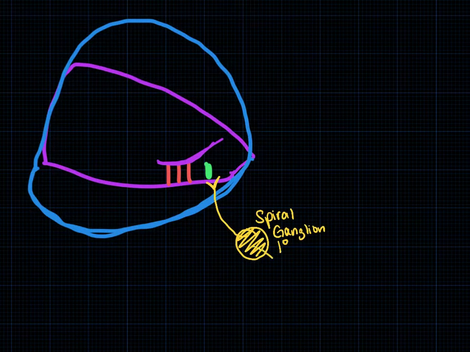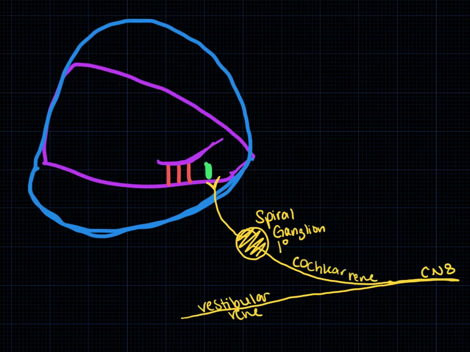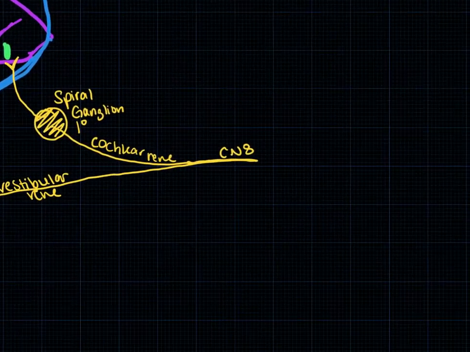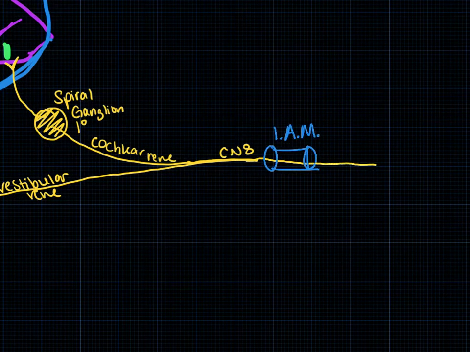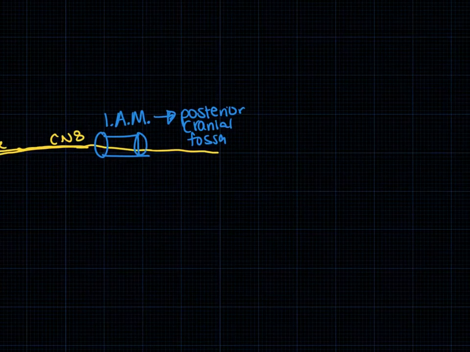So the axons of the spiral ganglion are going to form the cochlear nerve, which is going to meet up with the vestibular nerve to form the vestibulocochlear nerve, or cranial nerve 8. So the vestibulocochlear nerve is going to travel through the internal auditory meatus to get to the posterior cranial fossa, and then it will enter the brainstem at the cerebellopontine angle.